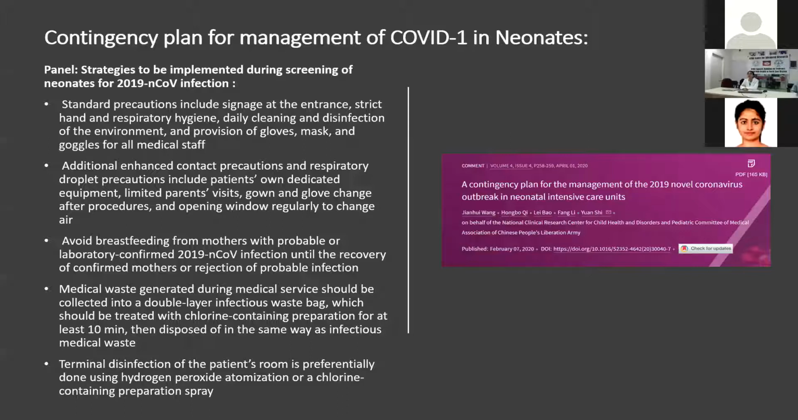take in neonates. Standard precautions are always there, which include signage at the entrance, strict hand and respiratory hygiene, daily cleaning and disinfection of the environment, and provision of gloves, masks, and goggles for all the medical staff. Additional enhanced contact precautions and respiratory droplet precautions include patients' own dedicated equipment, limited parents' visits, gown and glove change after procedure, and opening windows regularly to change the air.